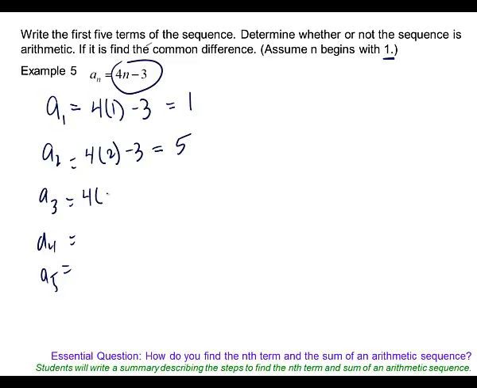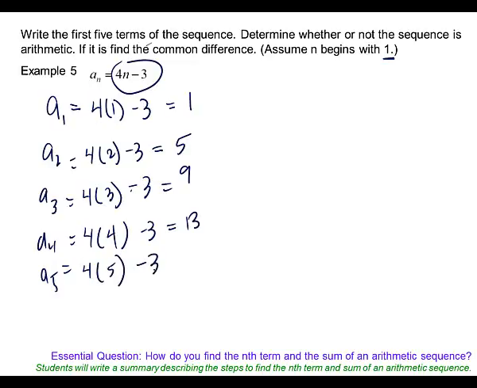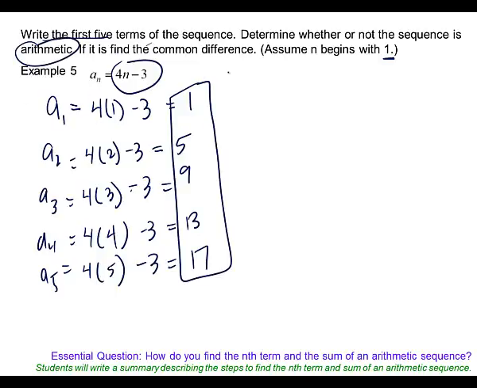All right. 4 times 3 minus 3. So what's 4 times 3? 12 minus 3 is? 9. Good. 4 times what this time? 4. What's 4 times 4? 16 minus 3 is? 13. All right, and then 4 times 5. What's 4 times 5? 20 minus 3 is? 17. So this right here is the sequence that they're looking for. So that was the first 5 terms of the sequence. Now I still need to determine if the sequence is arithmetic or not. Okay, so that means I need to do my common difference like we did in the last few examples.